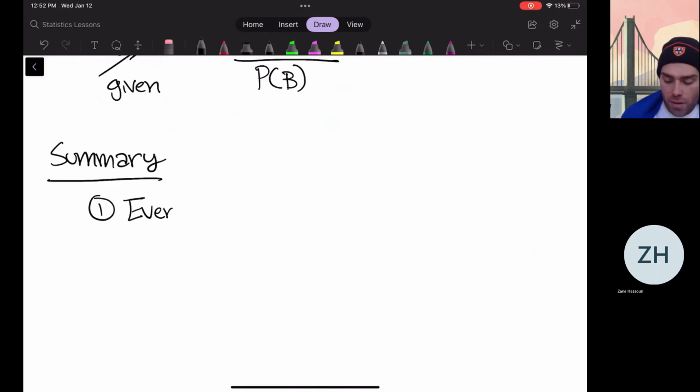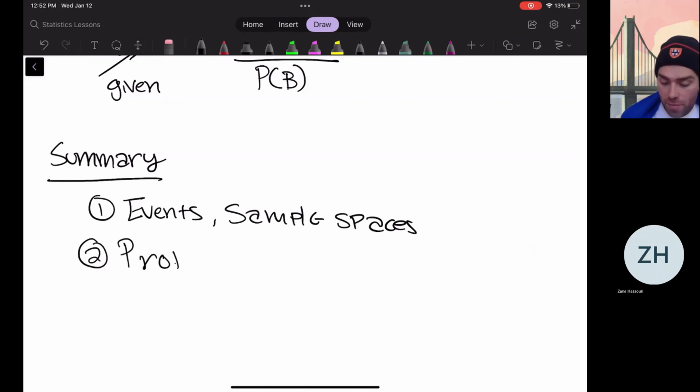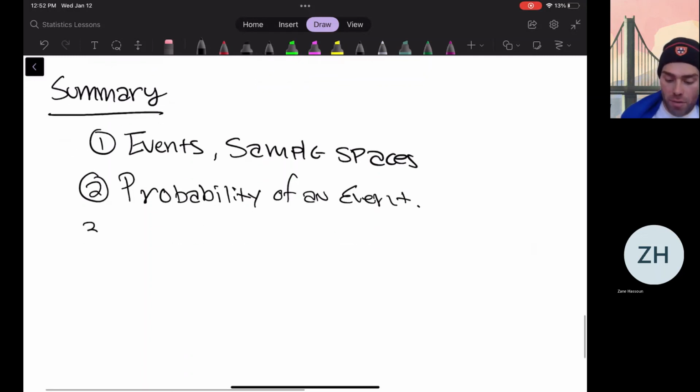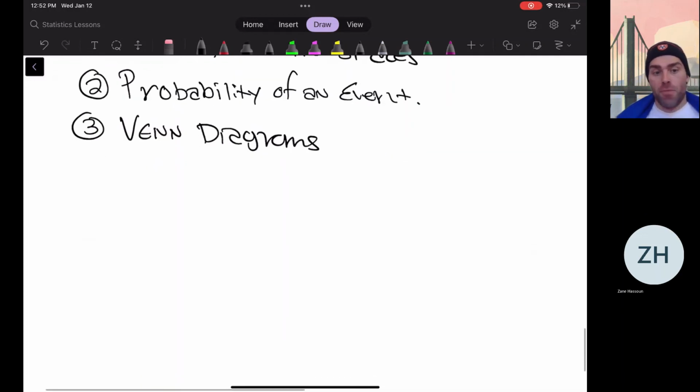To recap: 1, events and sample spaces, and then 2, we talked about the probability of an event. 3, we talked about some Venn diagrams. And then a few laws.